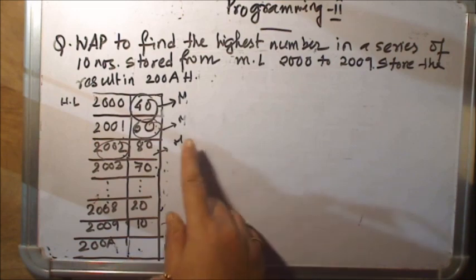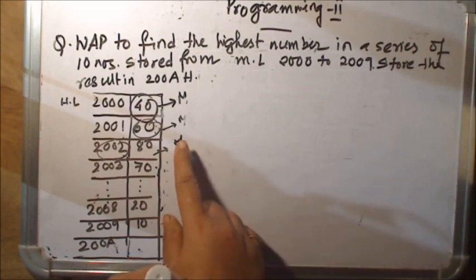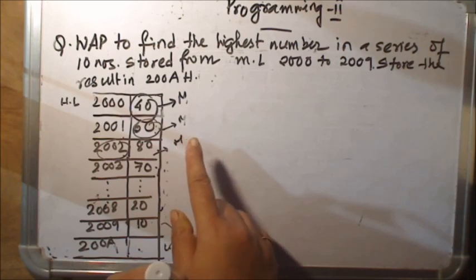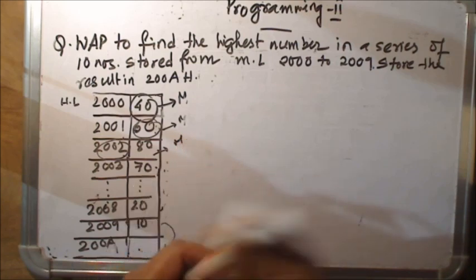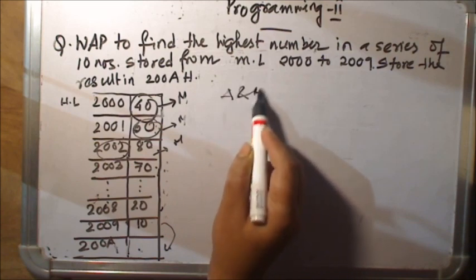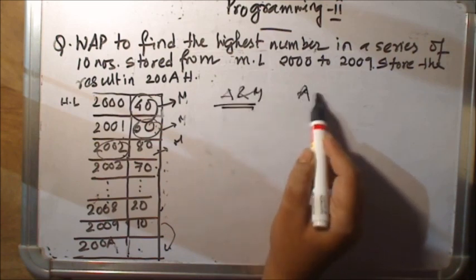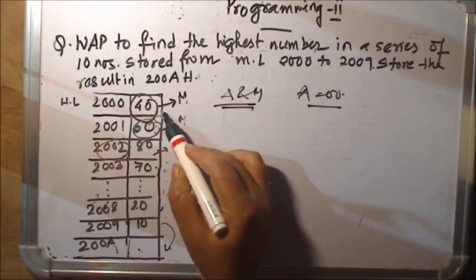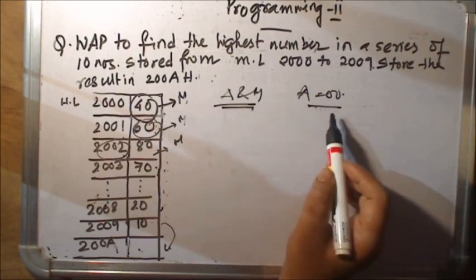So first number is 40. You are going to do what? Compare, right? Compare who and who? A and M, right? You are comparing A and M. We have initialized A with 00. So we will first compare this number 48 with 00.